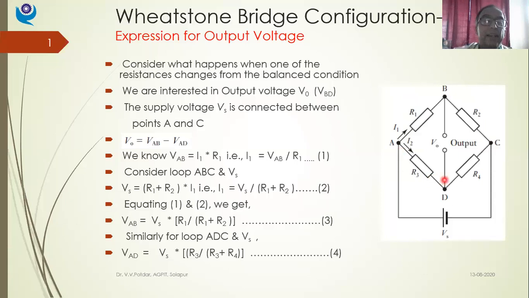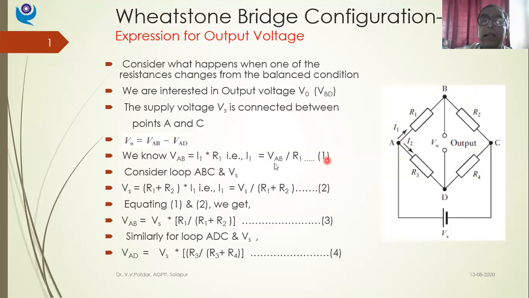Okay. Now let us see. VAB is equal to the potential drop across AB. VAB: the current flowing is I1 and the resistance is R1. So I1 R1 is VAB. Solving it for I1, what do I get? I1 is equal to VAB upon R1. This is my equation number 1.